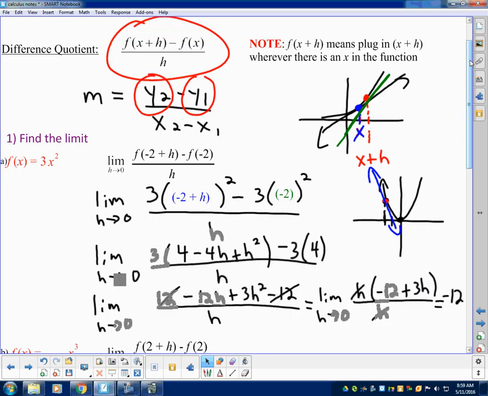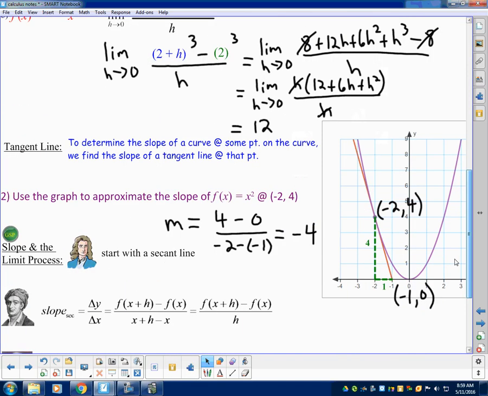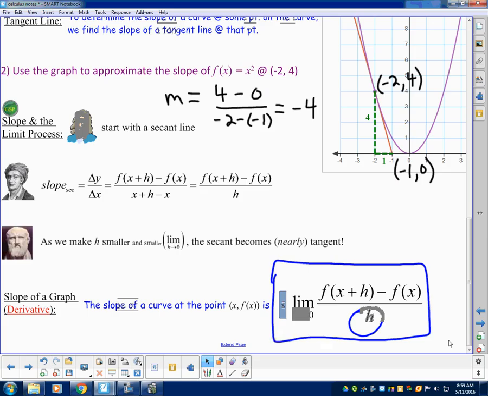And so the secant line becomes a better and better estimate the closer the red dot gets to the blue dot. But you have to apply this entire formula to get the exact slope of the tangent line to a single point. If you don't use the limit in here, as h approaches 0 of this, then you don't get the exact value of the slope of the tangent line.